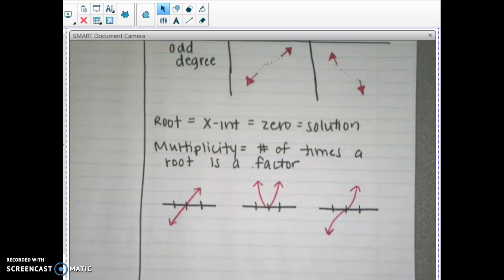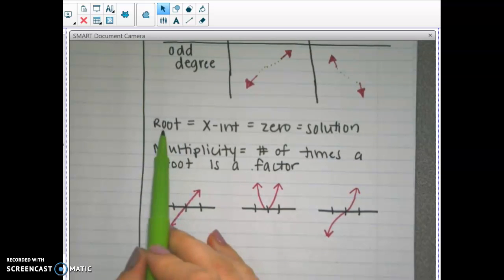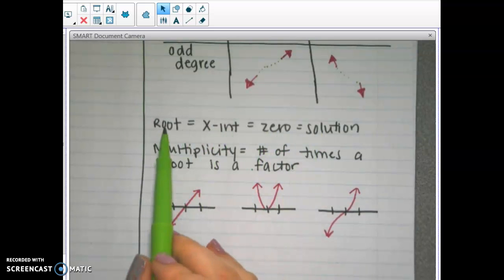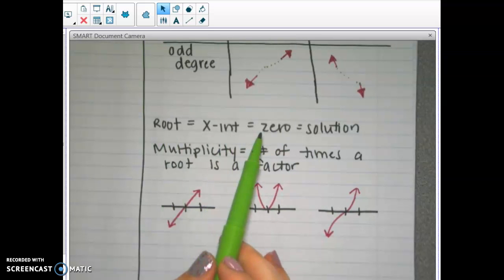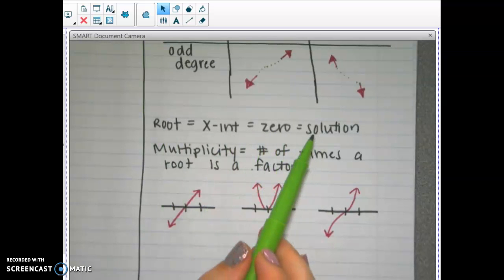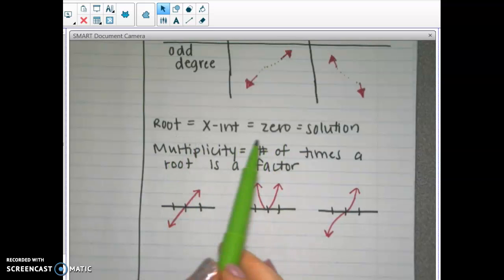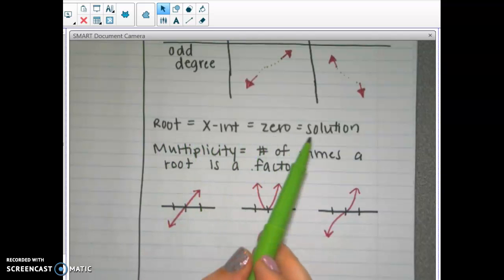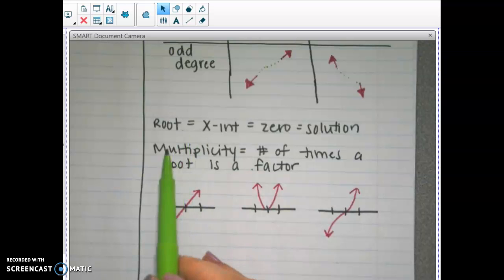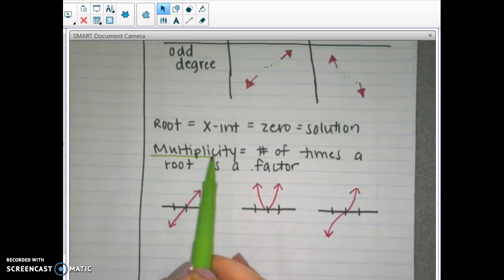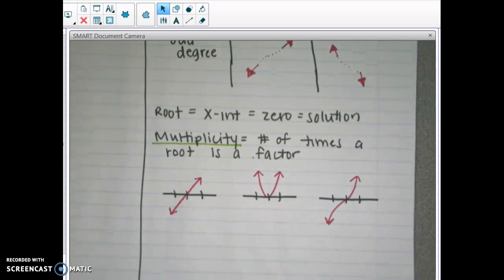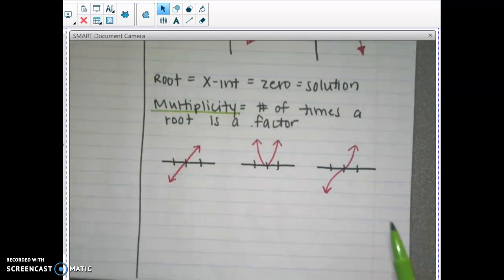All right, so you need to get in the habit of going back and forth between these words that mean the same thing. If I ask for a root, if I ask for an x-intercept, I could ask for the 0 or a solution of the graph. They all mean the same thing. We use these to find factors, but a factor is not identical to what these are asking you for. All right, this is a new word. It's going to come up a lot. Figuring out the multiplicity of a root or an x-intercept.